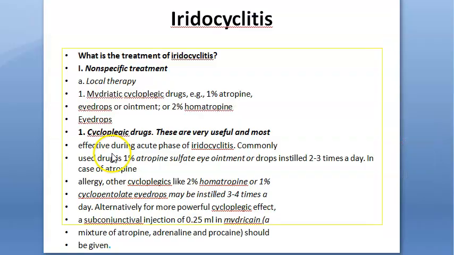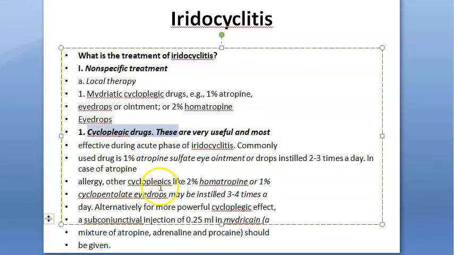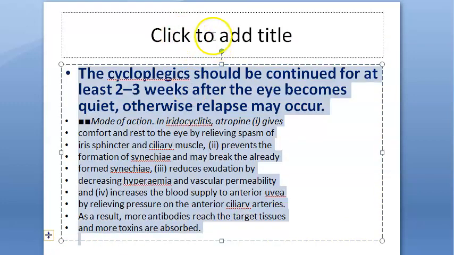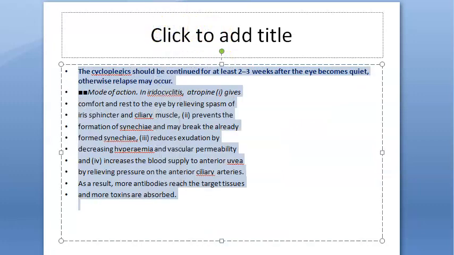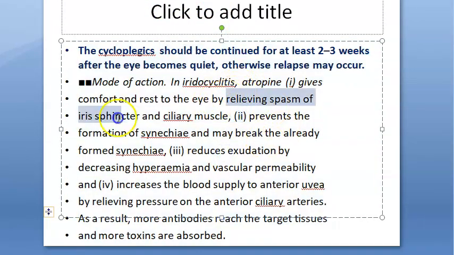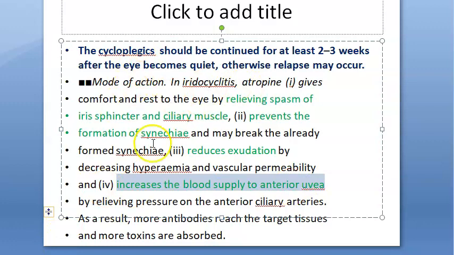What do these do? You can see here in iridocyclitis, etc. Why are they giving them? They're giving them to relieve the spasm of the iris sphincter and ciliary muscle. So they will comfort and rest the eye. Prevents the formation of synechiae. Then reduce exudation, and increase blood supply to the anterior uvea. So all these are the ways it's helping.